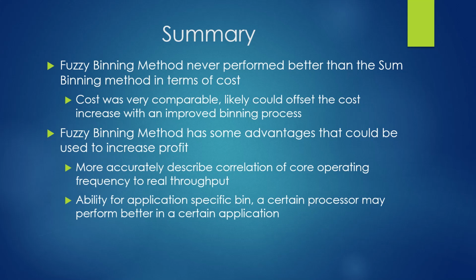And this fuzzy bidding method does have some advantages that could be used to actually increase the profit, right? It has more knobs that we can dial. We can better correlate the bins to throughput in a real application. We can vary the bins on the scale of that throughput score, and we could tune these parameters in an attempt to gain more processors at a higher price point, and therefore increasing the profit, which is the whole goal of the bidding process.